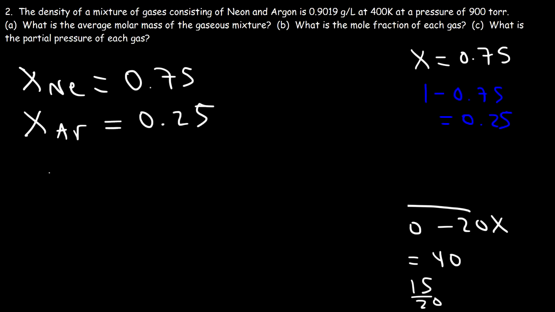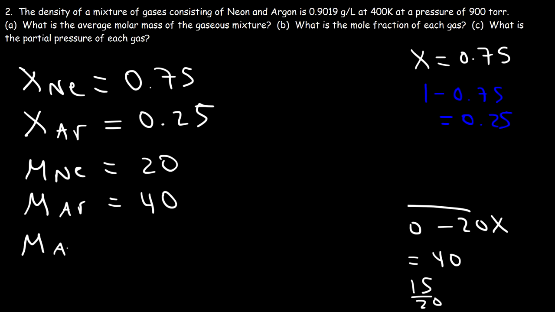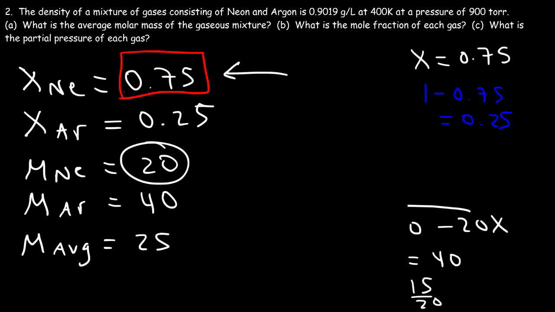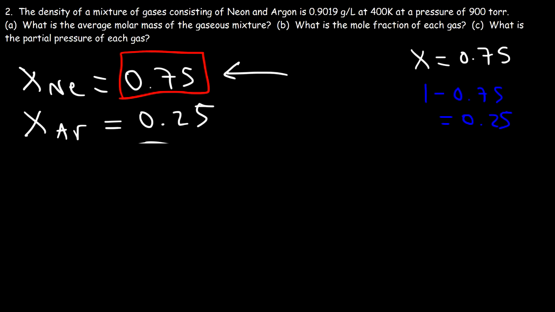Now it makes sense though, because the molar mass of neon is about 20, and the molar mass of argon is about 40, but the average is 25. So the average is closer to neon. So therefore, we should have a higher mole fraction of neon, which in fact we do. So now that we have the mole fraction of argon and neon, what are the partial pressures of each gas?